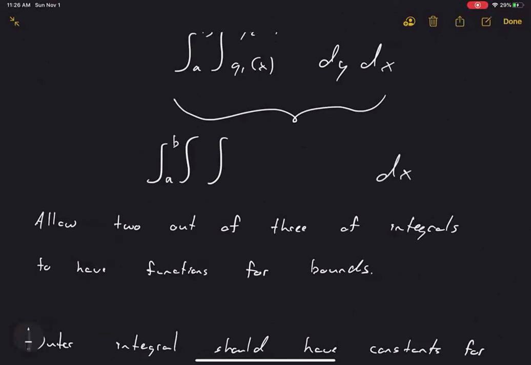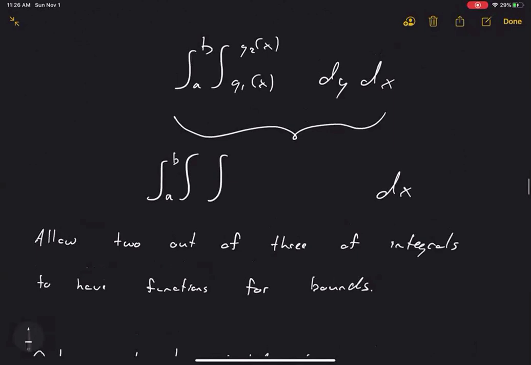And then the two inner integrals can be functions. This one could be a function of x, so this could be g1 of x to g2 of x. And then this innermost integral, let's say that's the dy integral, the y integral. This innermost integral could be a function of x and y.